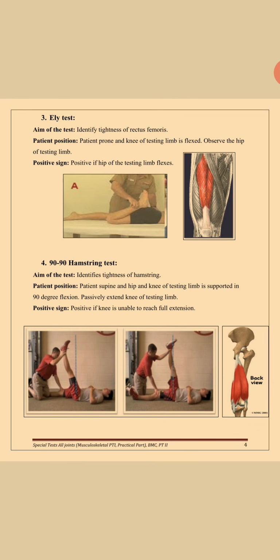90-90 hamstring test. Aim of the test: identifies tightness of hamstring. Patient position: patient supine and hip and knee of testing limb is supported in 90-degree flexion. Passively extend knee of testing limb. Positive sign: positive if knee is unable to reach full extension.